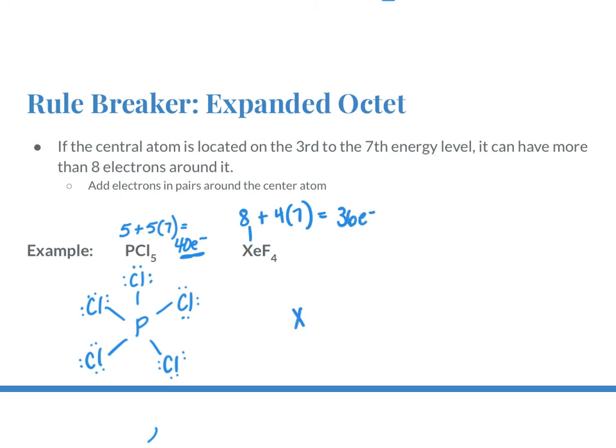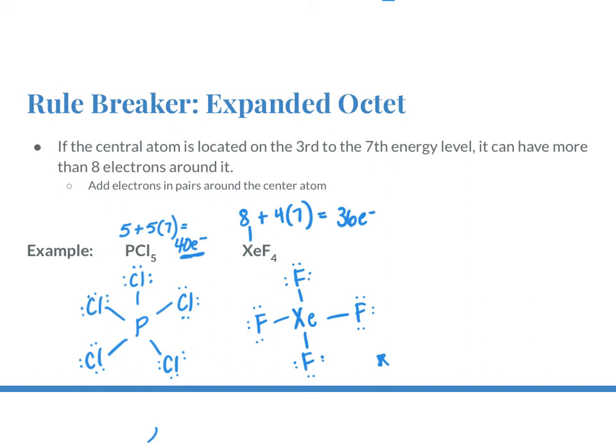My xenon is going to go in the middle, and my fluorines will go around it. All right, I'll make my single bonds. Right now, xenon is good with its 8 electrons in those bonds. Fluorine, I'm going to have to add some electrons to each of those in pairs. All right, so 2, 4, 6, 8 times 4. Right now, all I have is 32 electrons on my drawing right here. I need to have 36.